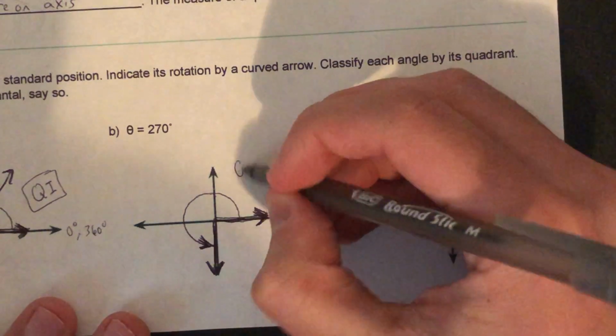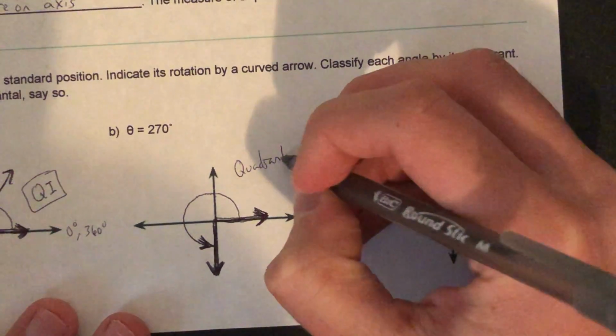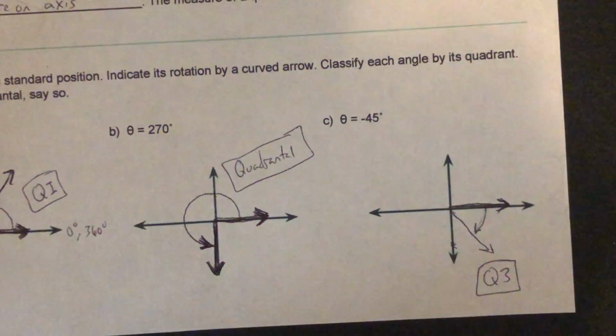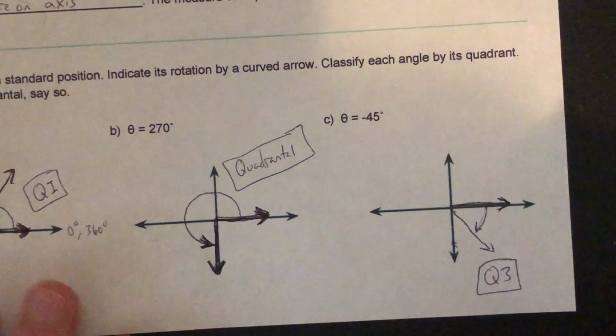Sorry, we forgot to answer that last one. Number 2, B, is quadrantal because it both starts and finishes on an axis. It's not technically in a quadrant, it's on the axis. Okay.